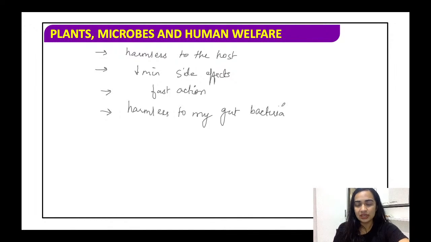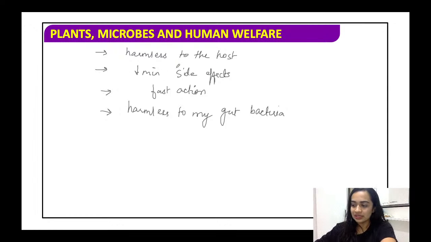So ये जो है मेरा एंटीबायोटिक जो मैं कंज्यूम कर रही हूँ, that should never harm my gut bacteria. ठीक है, वरना मेरा अंदर का एनवायरनमेंट जो है वो डिस्टरप्ट हो जाएगा, वो हिल जाएगा। So it should not hamper my gut microbiome. So that is another main point.